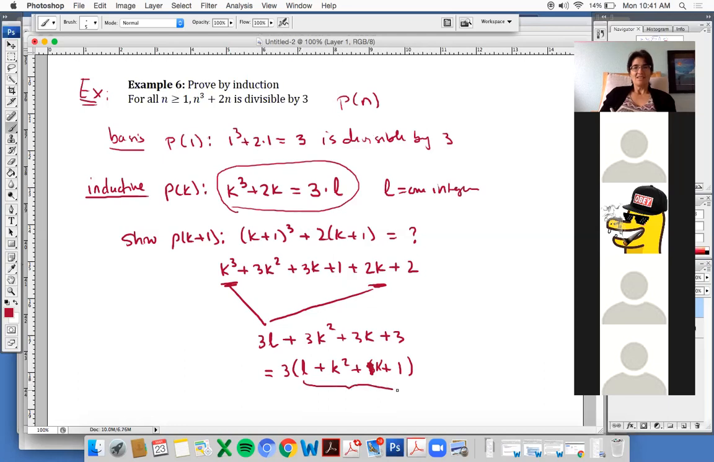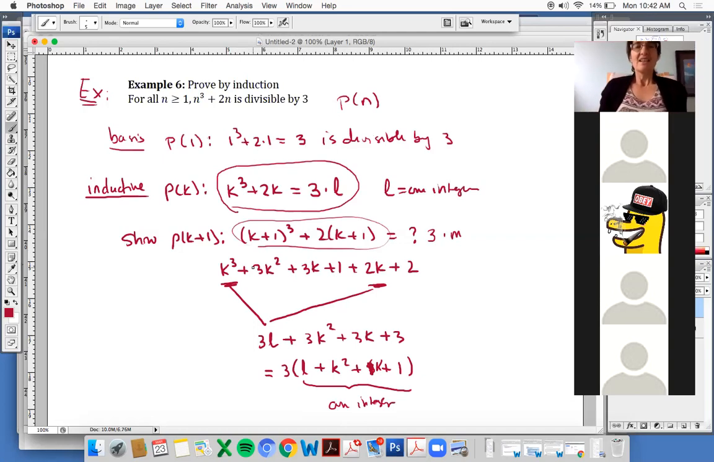You can say this is divisible by 3 if you can convince yourself that this is an integer, because divisible by 3 means your number can be expressed as 3 times an integer. L is an integer, k is an integer, k squared is an integer, and 1 is an integer. So this is an integer right here. This expression can be written as 3 times some integer, so it's divisible by 3, and we're done. Any questions with the divisibility problem?